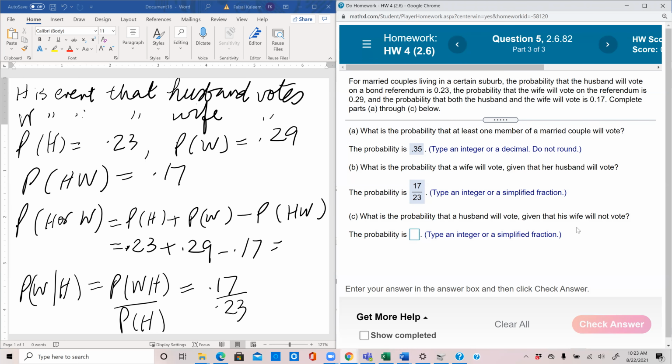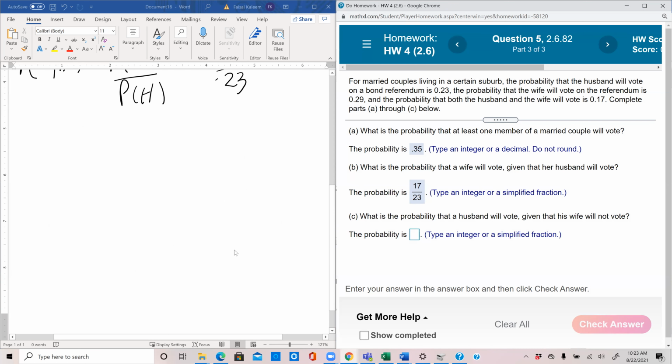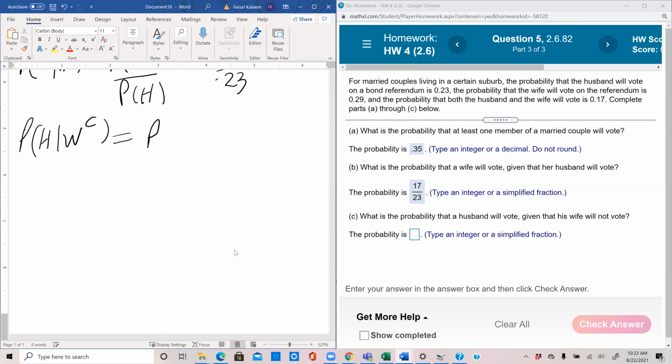What's the probability that a husband will vote given that the wife will not vote? So husband given wife complement. Because W is the event that the wife votes, W complement is the event that the wife doesn't vote. According to our conditional probability formula, that would be probability of husband and wife complement divided by probability of wife complement. We don't know any of the things on the right hand side, so we will find them one by one.